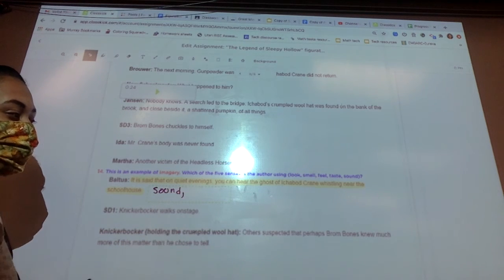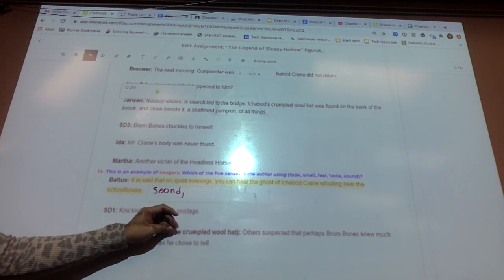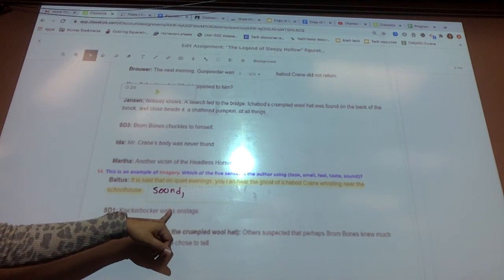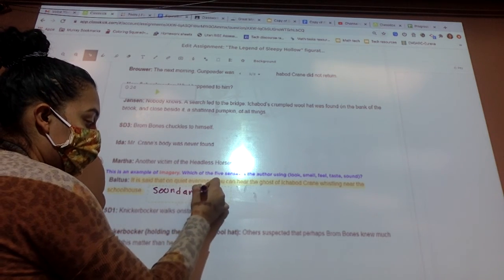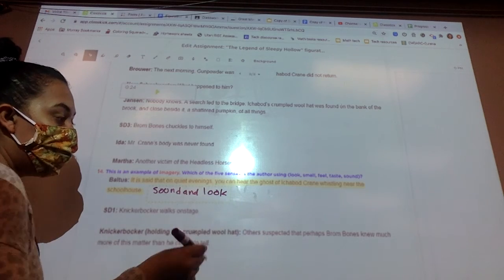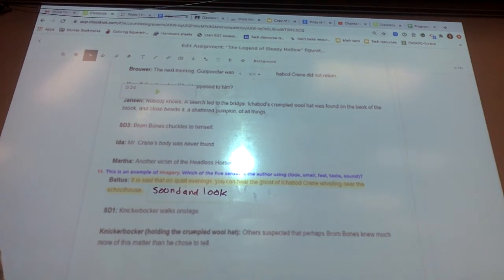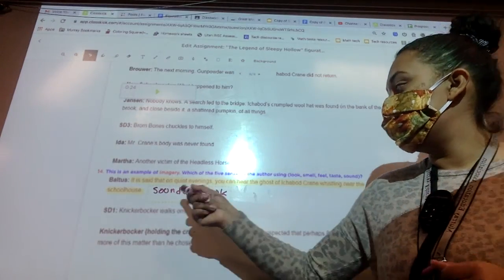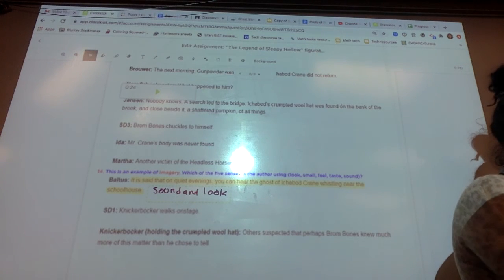Ichabod is now a ghost. That's not what we're talking about. He was killed. Yes. Sound and what else? Look. Look, thank you. Sound and look. Because I can picture in my mind that he's standing near the schoolhouse. Yeah. That would be scary. Okay, I think that's the last one. Sound and look are like the most important senses.